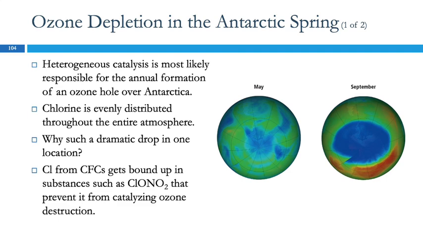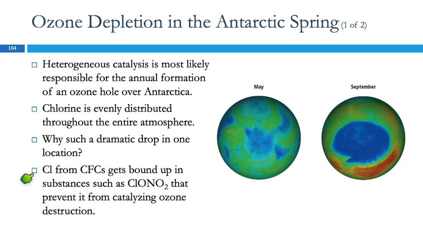So you may be aware that there is an ozone hole that develops over Antarctica. What's really interesting about this is that it is not always present. So we talked about chlorine as being a factor in the destruction of ozone, but chlorine is evenly distributed throughout the whole atmosphere. So why would we see a huge drop in the ozone in this one area due to chlorine? It can't be the chlorine.